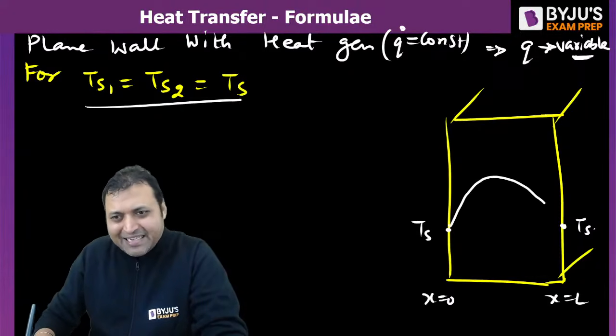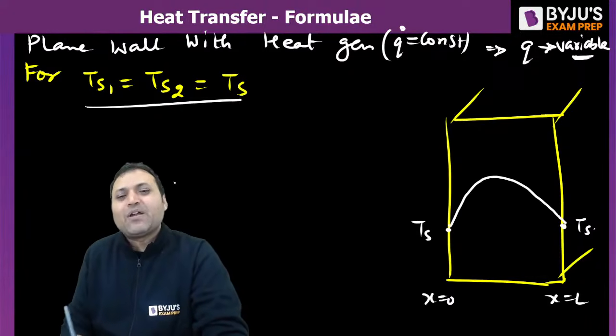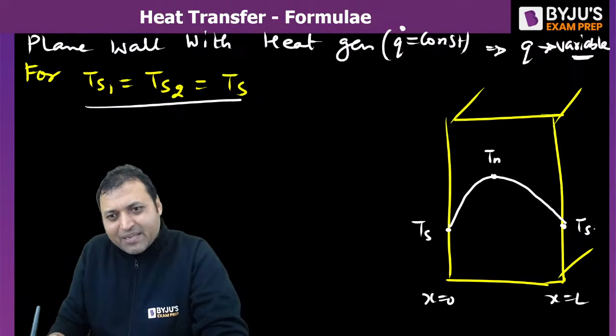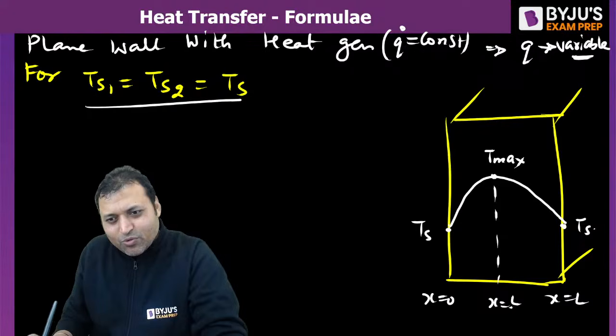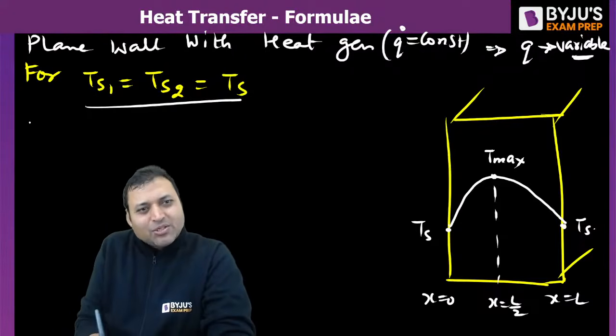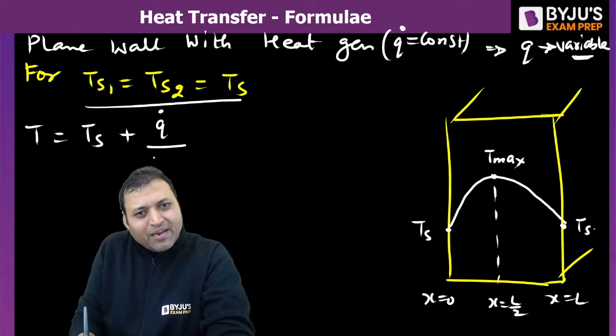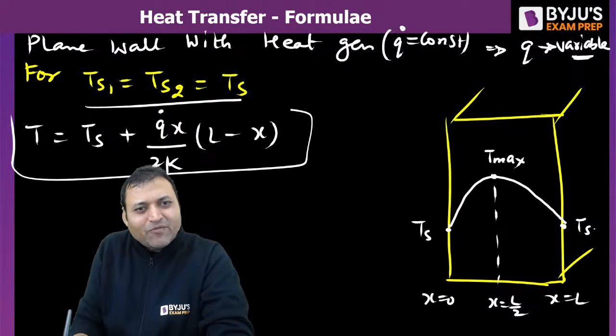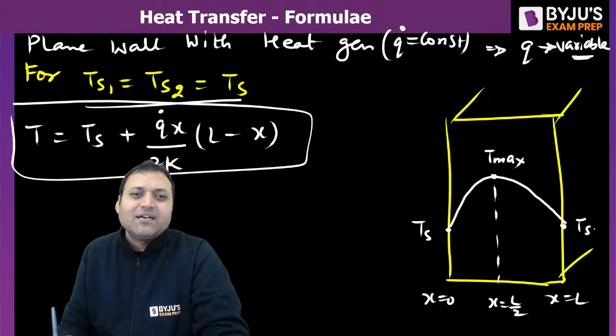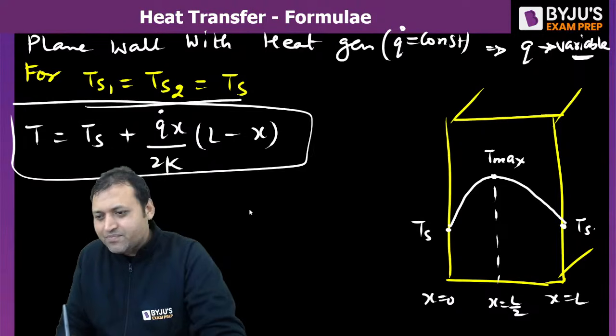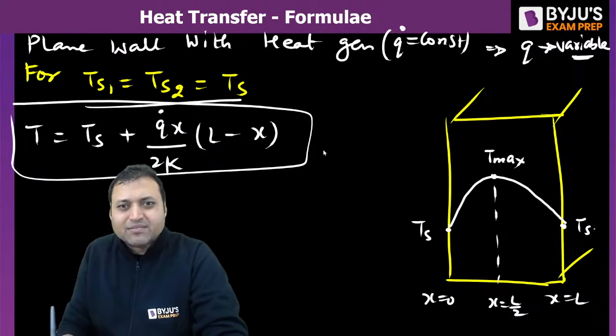Whenever there is heat generation in the plane wall, the temperature profile will be parabolic and the temperature is maximum at the center, at x equal to L by 2. So T is given by Ts plus Q dot x by 2K into (L minus x). That is the formula for the temperature profile. Q dot is the rate of heat generation per unit volume. The temperature profile will be parabolic.